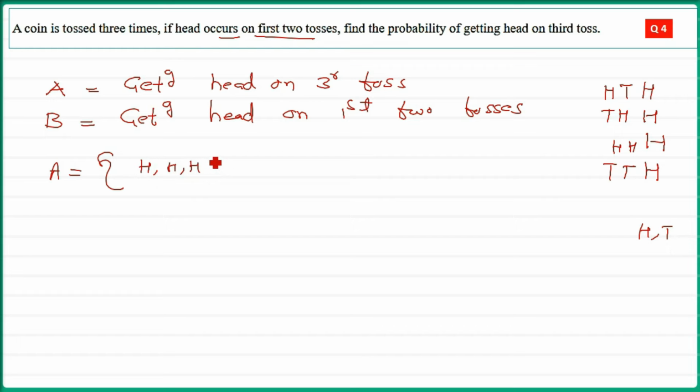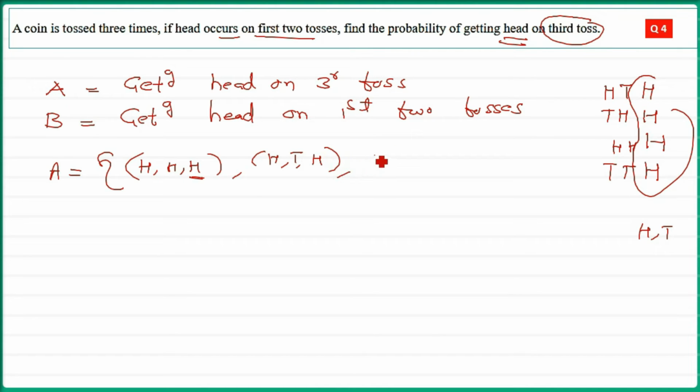I'm writing in a different way now. Then the second one will be H, T, H. So the third toss H we have fixed, and now we are writing the combination of H and T, the permutation and combination of H and T. So T, H, H and then T, T, H. The first 2 can come anything, the last one has to be H. So A is done now.